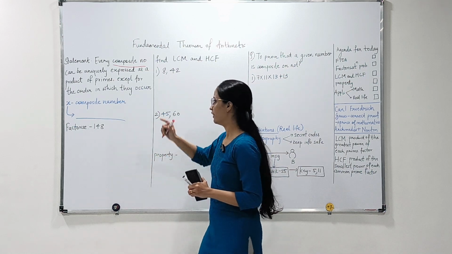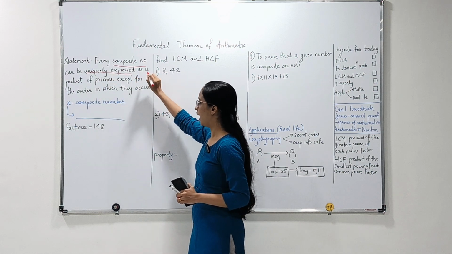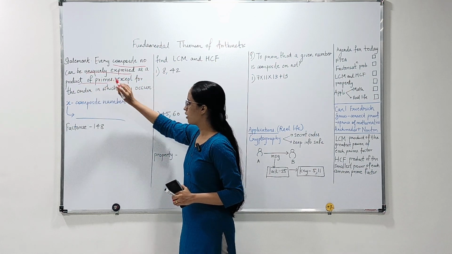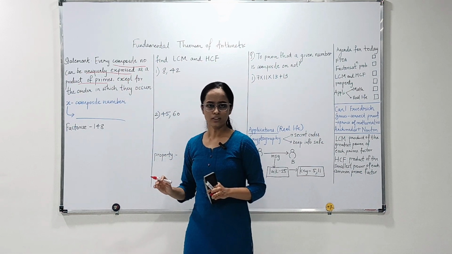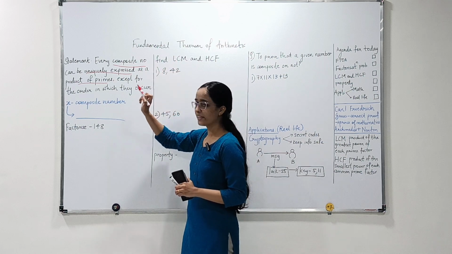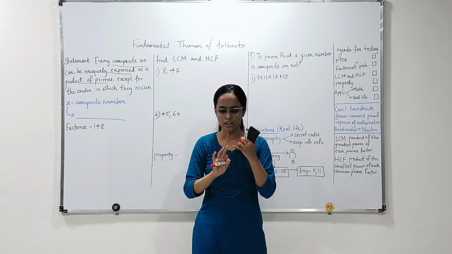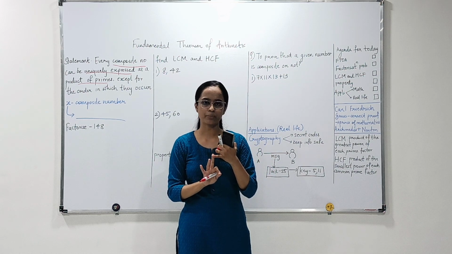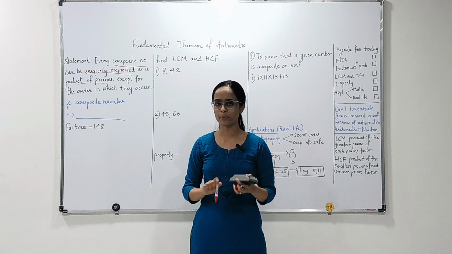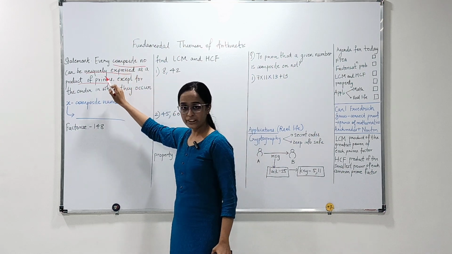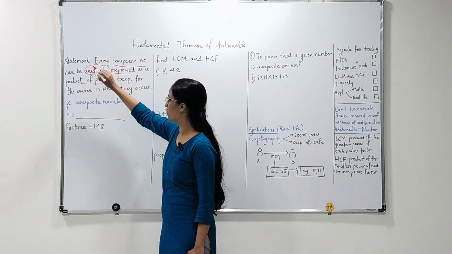So what does it say? That every composite number can be uniquely expressed as a product of primes. As of now, I would just want you all to focus on this part of the theorem. Again, there are just three main short phrases that you need to keep in mind. This theorem is about composite numbers and their representation. And how can you represent a composite number? You can represent it uniquely as a product of primes. Now again, the word uniquely plays an important role.